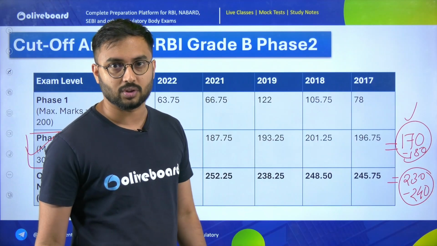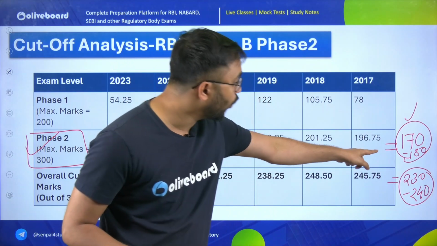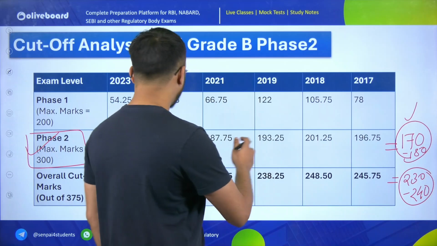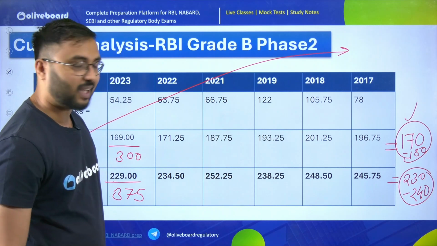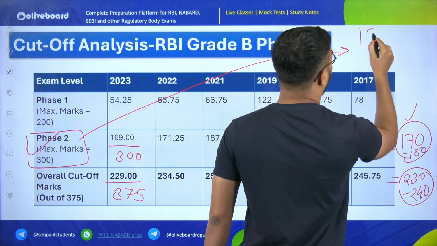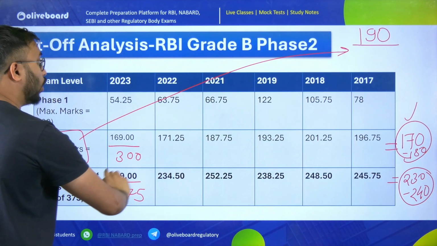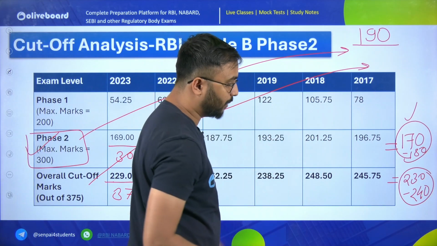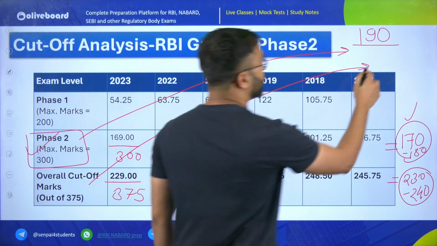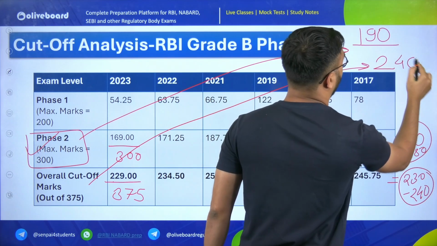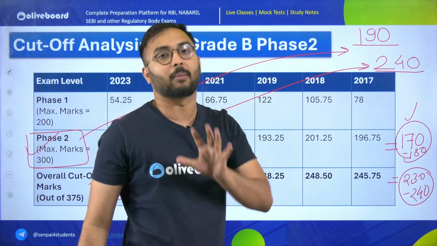Then what are our target scores? Target scores would be a margin of 10 to 20 marks over this cutoff score. It means that for only phase 2, your target score should be 190 marks, and for your overall cutoff, if our average cutoff is 230, then our target score should be 240 or close to 240. Have these numbers imprinted in your mind.